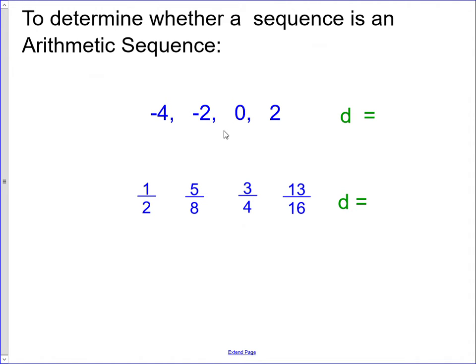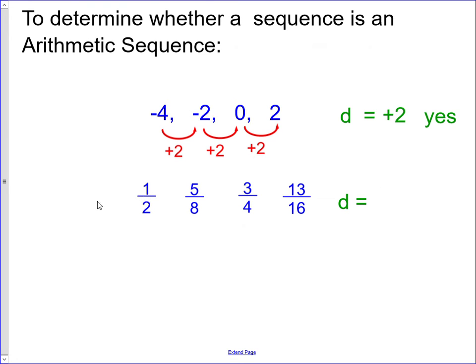We're looking for a common difference. From -4 to -2, we see that they're adding 2. Let's check it from -2 to 0. When we check that, well, they're also adding 2. And from 0 to 2, that is also an increase of 2. So is there a common difference? Yes, there is, and it's +2. So is this an arithmetic sequence? Yes, it is, because it has a common difference of 2.